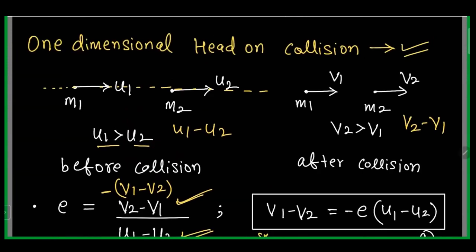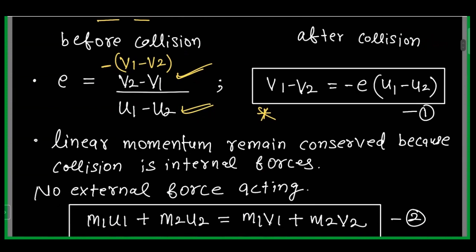So these kinds of collisions are known as head-on collisions. Head-on collision means they both are in the same line and they collide with each other and keep on moving in the same line. So the entire motion is one dimension. So this is known as head-on collision. This is a very important formula.